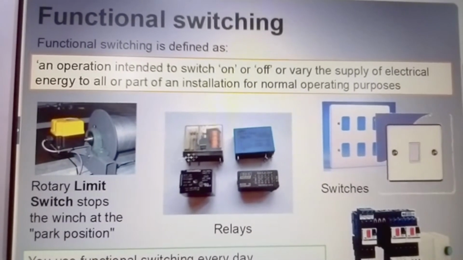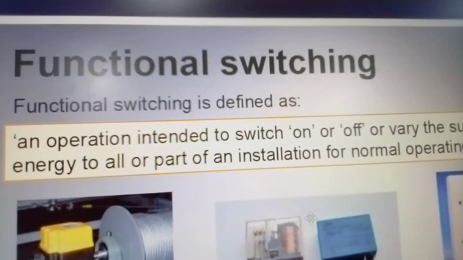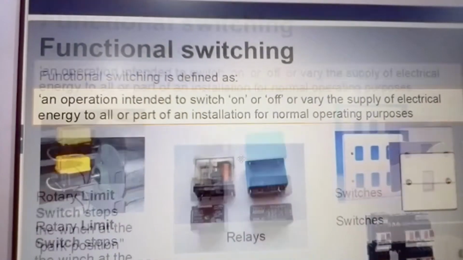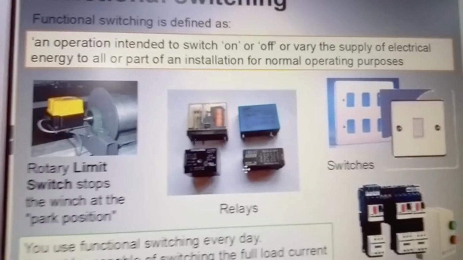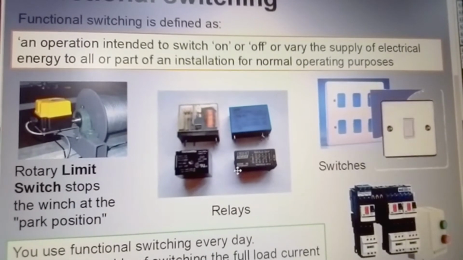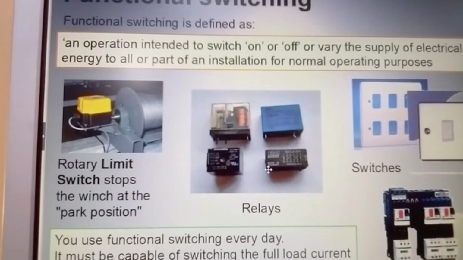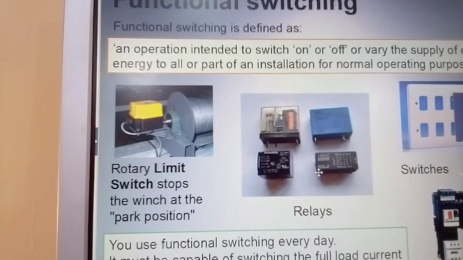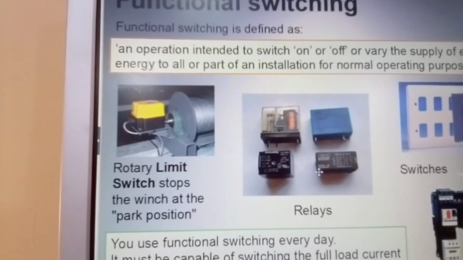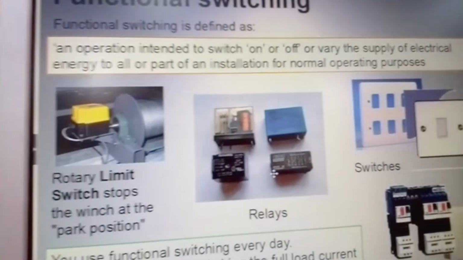Now, functional switching. Let me move into the functional switching. Functional switching is defined as an operation intended to switch on or off or vary the supply of electrical energy to all or part of an installation for normal operating purposes. And here we have given some examples. Rotary limit switch stops the winch at the park position, etc.